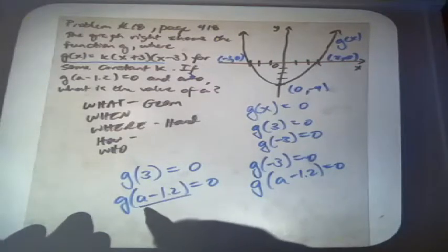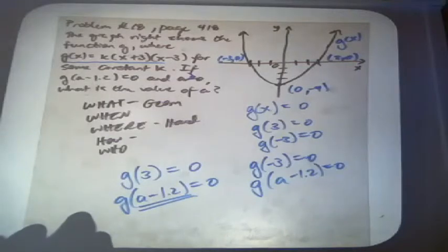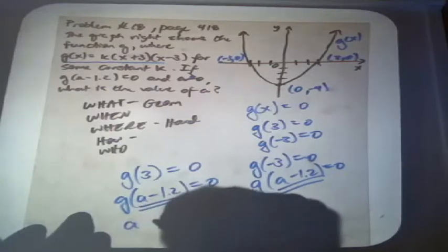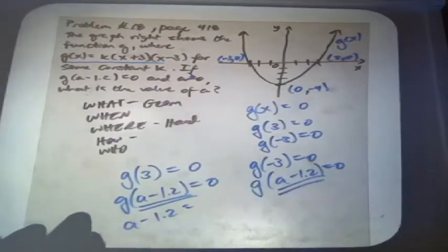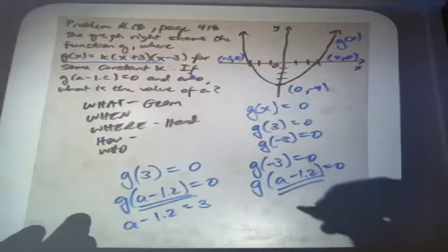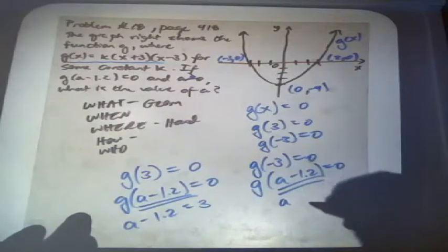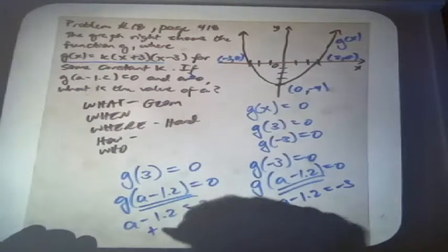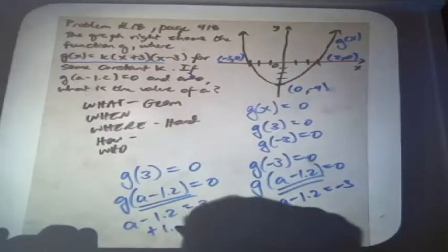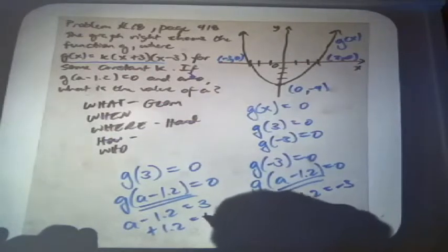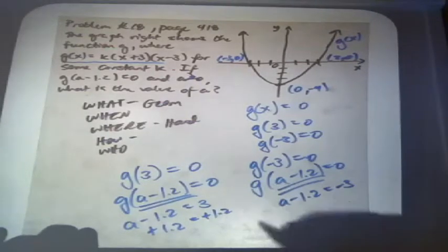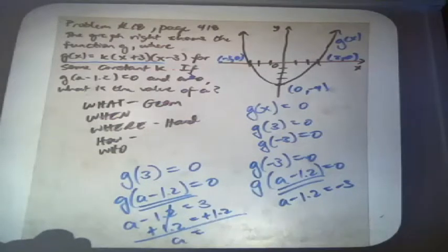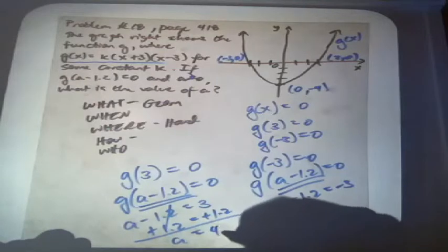Since what is here represents the x value of these x-intercepts, then I can just set that x value equal to the intercept value and solve for a. And I need to do it for both cases. So a minus 1.2 equals 3 and a minus 1.2 equals negative 3. So I'm going to solve for this first one. I can add 1.2 to both sides, and what I end up getting is a equals, these are going to cancel out, and I get 3 plus 1.2 is 4.2.